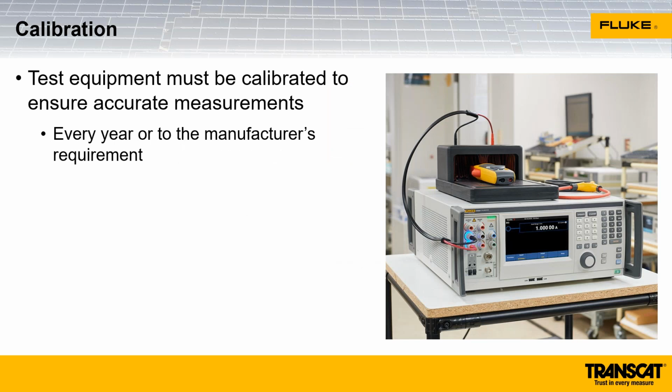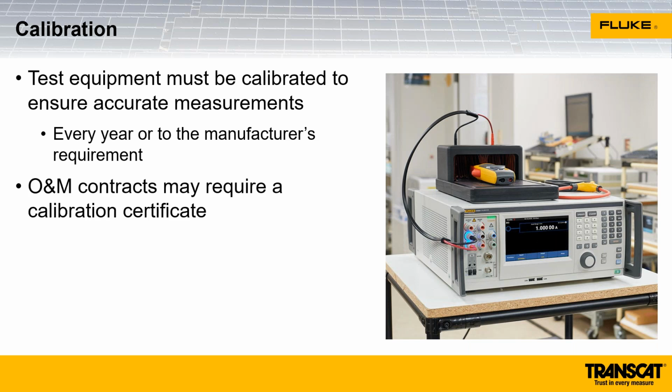Test equipment also needs to be calibrated. Usually it requires annual calibration. You can send them back to the manufacturer. Fluke does calibration. This is a picture of one of our calibrators, and they're calibrating a clamp meter in that picture there. Some operations and maintenance contracts may require a certificate of calibration before the contract is executed.